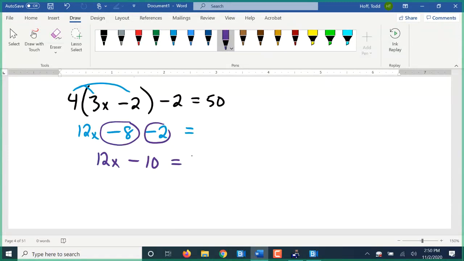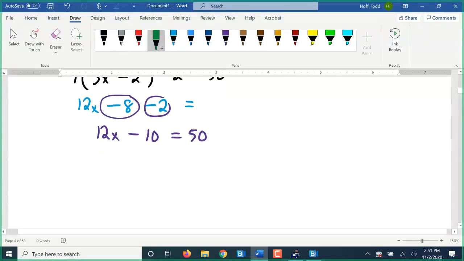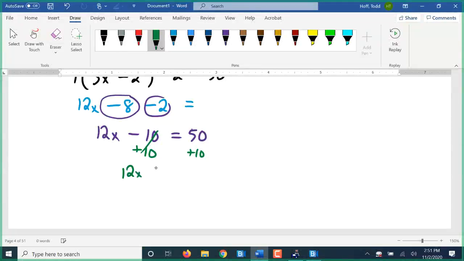On the right side, we just have the 50. There's nothing to combine over there. Now we can go ahead and solve. We'll add 10 to both sides. 12x equals 60. And divide by 12. X equals 5.